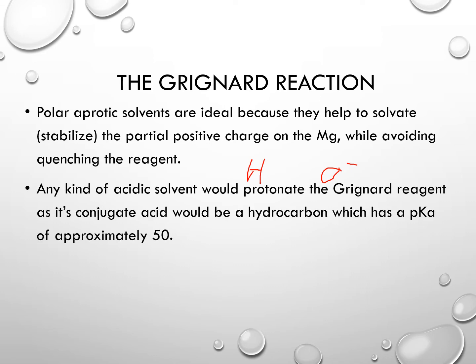So yeah, any kind of acidic solvent would protonate the Grignard reagent, as its conjugate acid would be a hydrocarbon that has a pKa of approximately 50. 50 is super basic. If we remember, strong acids like sulfuric and nitric acid have negative pKa's. So this is very basic. We don't need our acid to be anywhere near the acidic level to get it protonated.